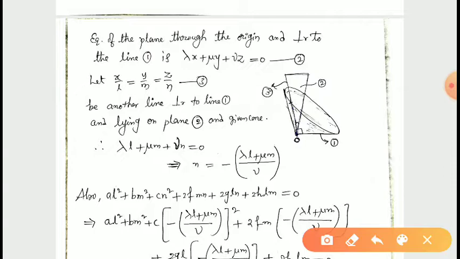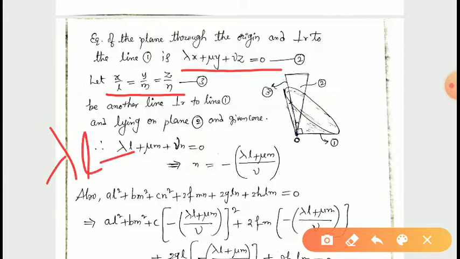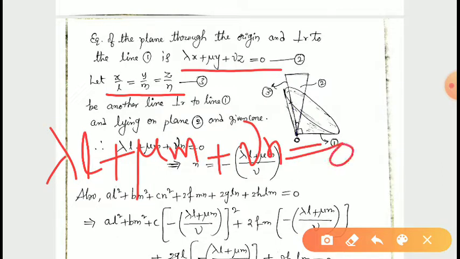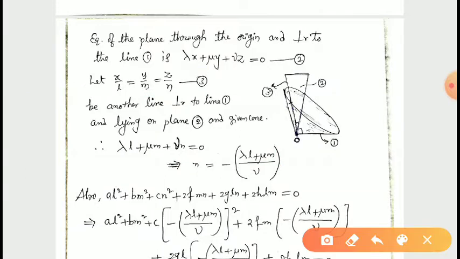So in this way, since this line lies on this plane, we can write lambda l plus mu m plus nu n is equal to 0. We can write this statement. From this, we can write n is equal to minus of lambda l plus mu m, divided by nu.